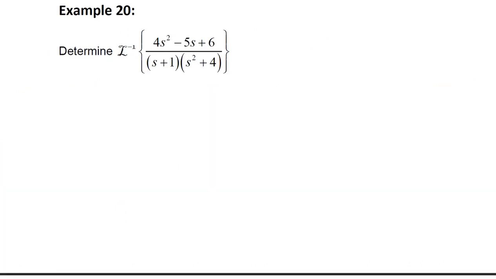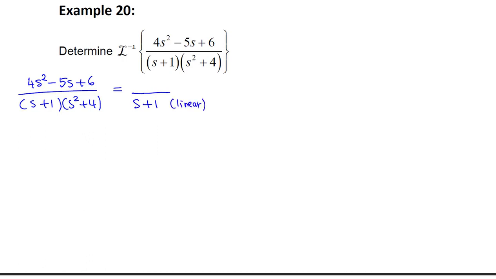Example 20. Given (4s squared minus 5s plus 6) divided by (s plus 1)(s squared plus 4). So it is already in factor form. So what you have to do is partial fraction. So (4s squared minus 5s plus 6) divided by (s plus 1)(s squared plus 4) equal to, the first one is s plus 1. This one is linear.